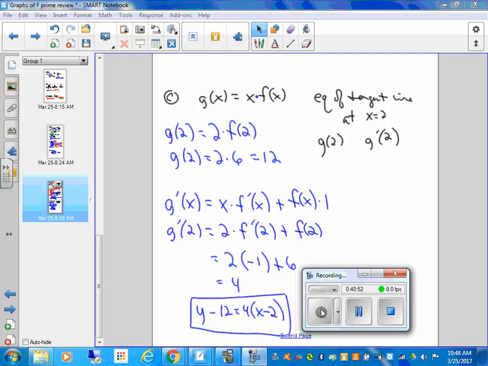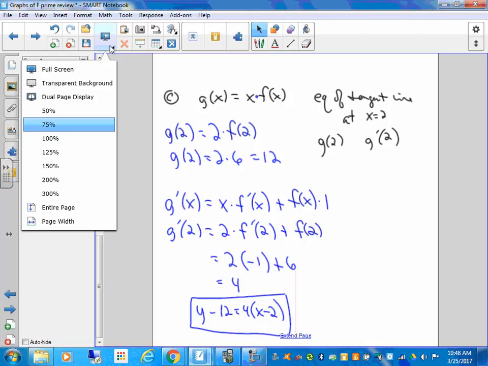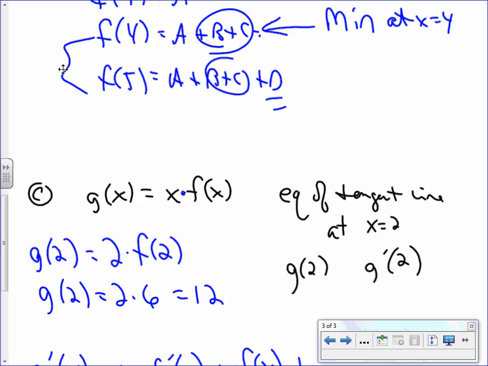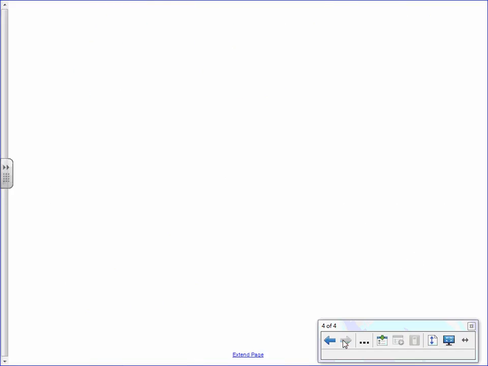Okay, so what we're gonna do for just a minute now is look through the rest of the packets and identify which problems are graph of F prime problems. Y'all understand? Okay, so there'll be nothing going on at the board for a little while, those of you who are listening online. Okay, so pull out the 2005 packet.